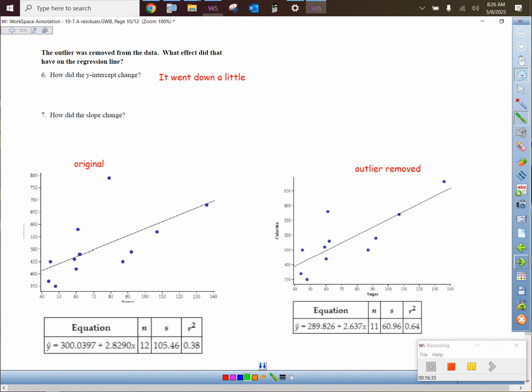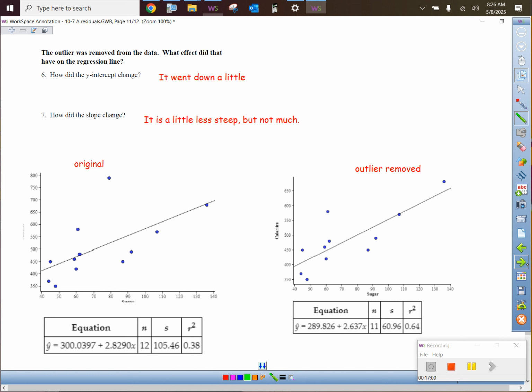Went down a little. What happened to the slope? Let's talk about the steepness of this guy. Here's the original guy. Did it change the steepness by a lot, a little, or did it keep it the same, you know? This has got a slope of 2.8. This has got a slope of 2.6, you know? What do you think? Very little, right? Very little change. Are you with me on that? But it actually got less steep, 2.8, 2.6, just a little bit, but nothing drastic, right? So it's a little less steep, but not much.